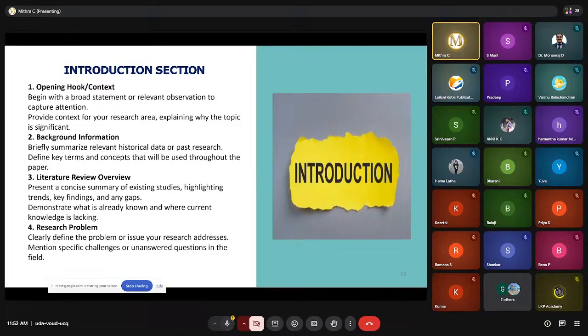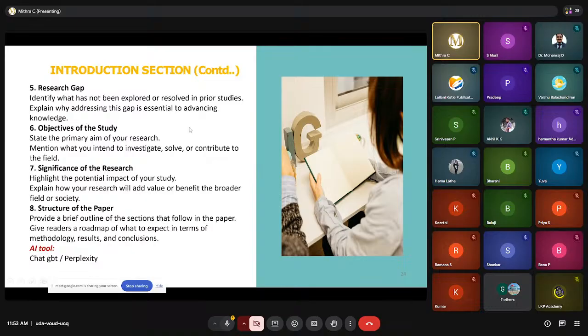So we will have a literature review overview, and once the background information has been done, we need to progress. 2 to 3 points or concise existing studies have to be mentioned, highlighting what the key trend is and what research gap is revealed. All these things have to be demonstrated. In the next paragraph, you need to mention clearly the problem or issue that your research is going to address, and identify the research gap missed by previous researchers. That also has to be noted in the introduction.